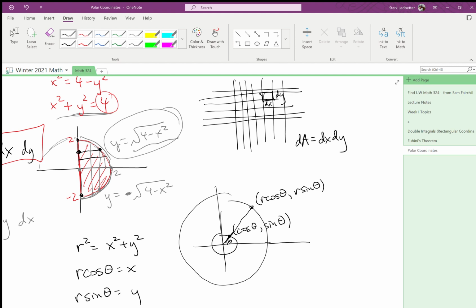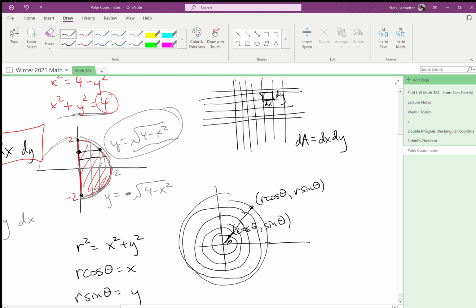Well, we're going to chop up the plane in a different way. We're going to make a bunch of circles and a bunch of radial lines. Right? That's how we change r and theta. Changing theta moves us to a different radial line.